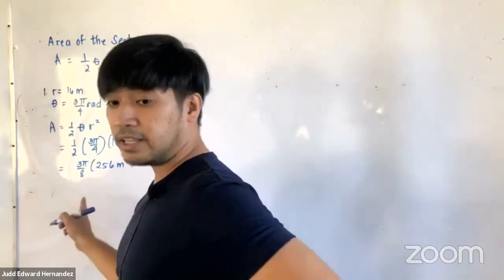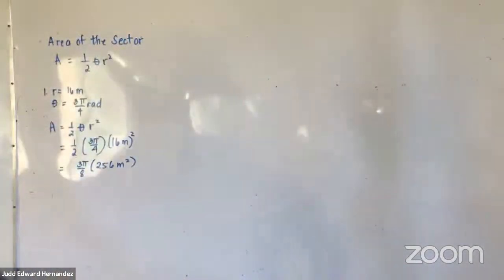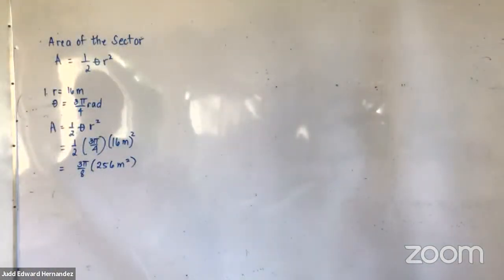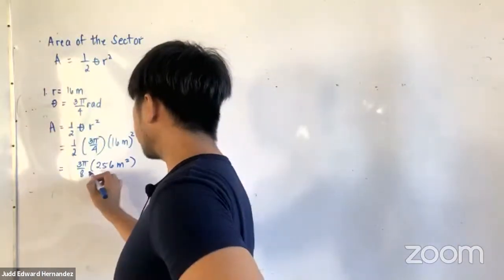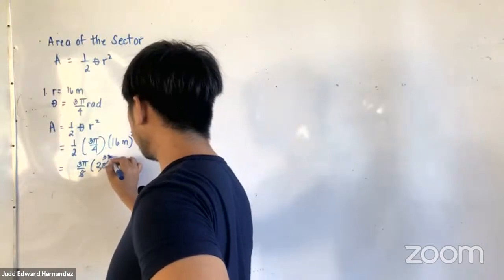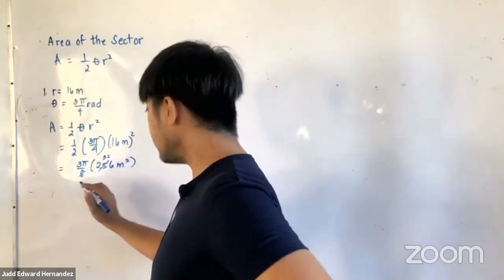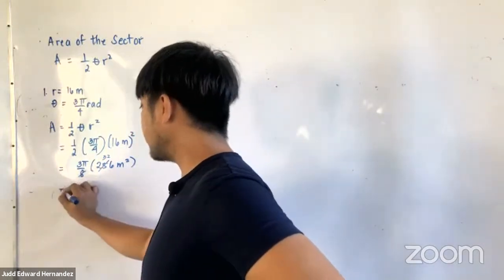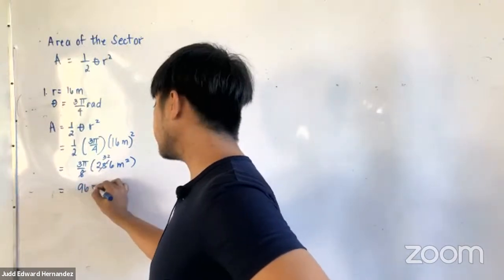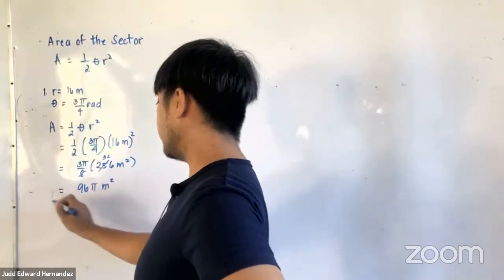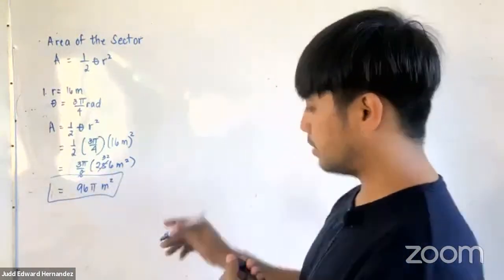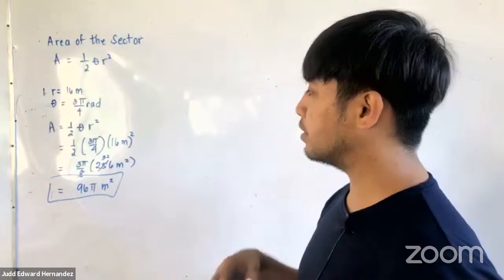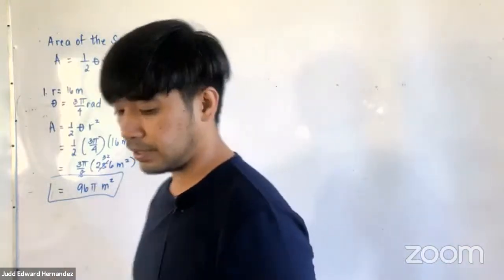Okay. Divide that by 8. 256 divided by 8 is 32. So this becomes 32. 32 times 3. It will give us an answer of 96 pi meters squared. And that is how we get the area of the sector. Again, the formula for the area of the sector is 1/2 theta r squared.